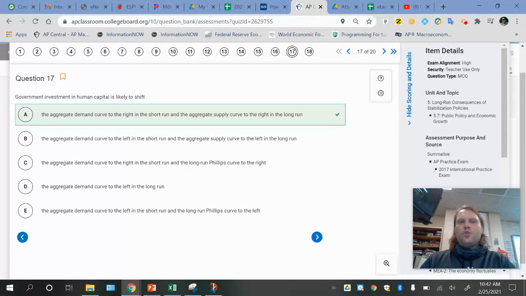In the short run, depending on what's going on, you could tie that into aggregate demand. It's not going to decrease aggregate demand. It's going to increase aggregate demand because, let's say, we have to hire a teacher to teach kids. Well, that's going to obviously increase income and spending. We could tie that in there too. Lucky for this one, aggregate supply shifts to the right in the long run.